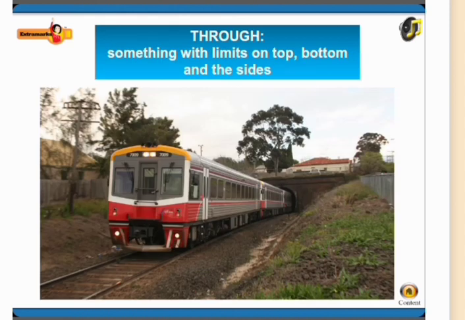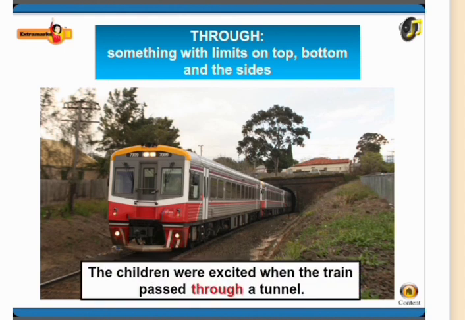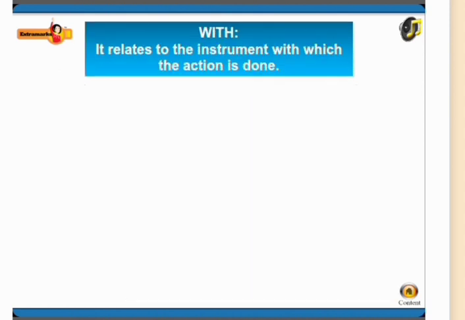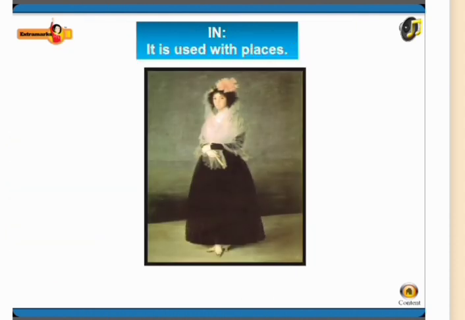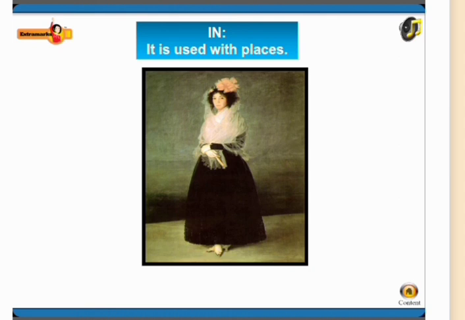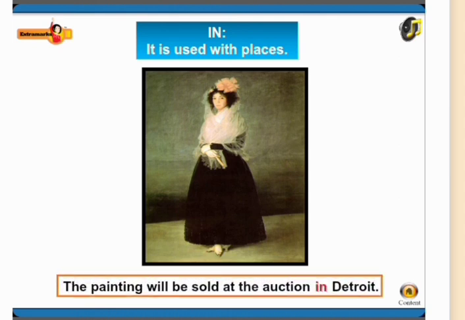Through. Something with limits on top, bottom, and the sides. For example, the children were excited when the train passed through a tunnel. With. It relates to the instrument with which the action is done. For example, Samantha sealed the envelope with glue. In. It is used with places. For example, the painting will be sold at the auction in Detroit.